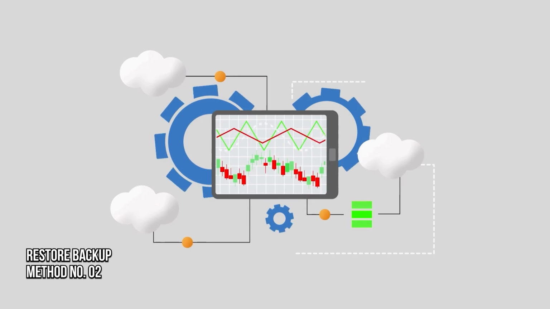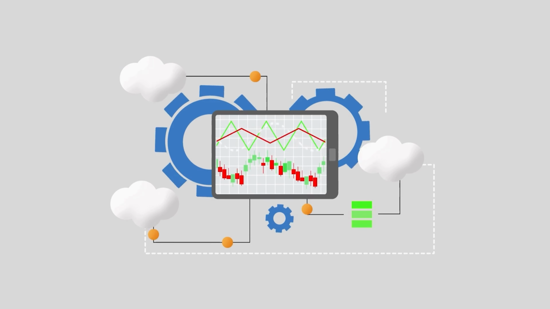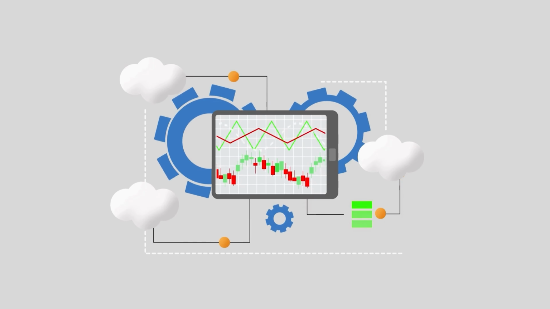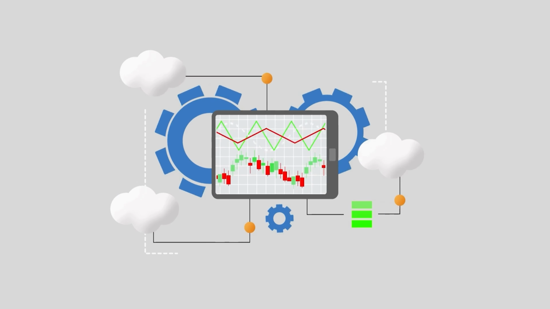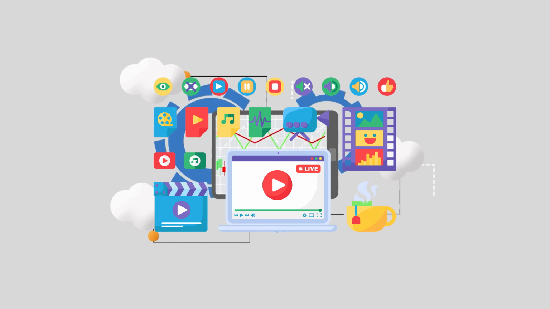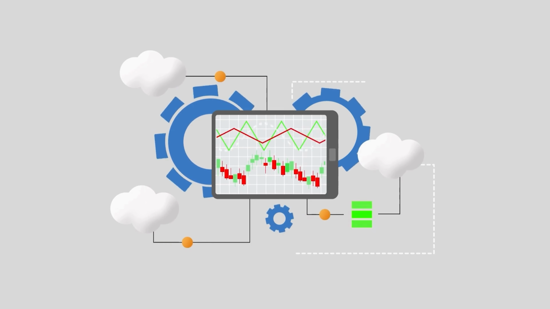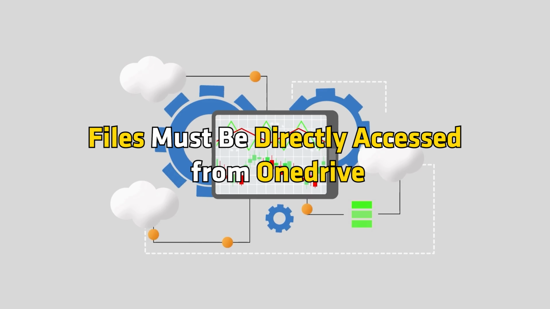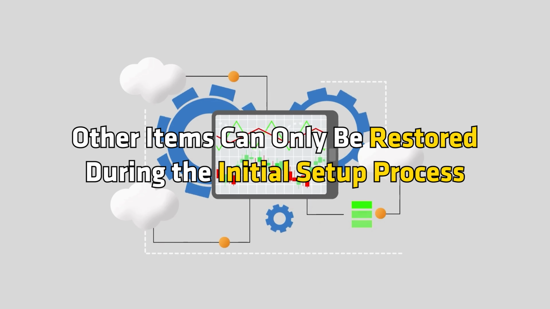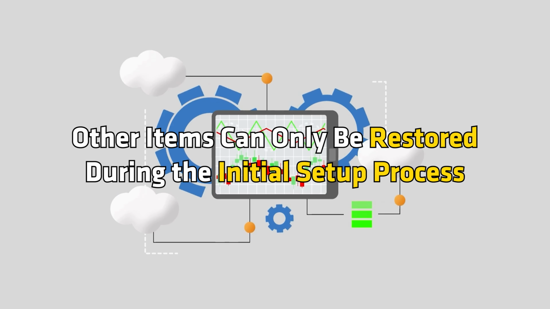Method 2. Restore the backup. Unlike traditional methods, the Windows Backup app is not equipped for complete system restoration. It does not provide an interface for restoring specific files, settings, apps, or credentials. Instead, files must be directly accessed from OneDrive, and other items can only be restored during the initial setup process.